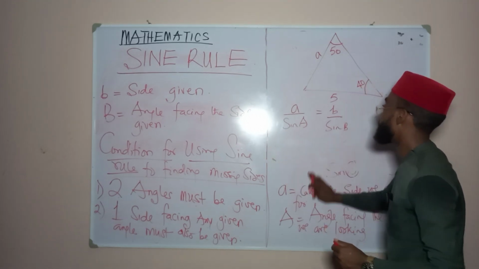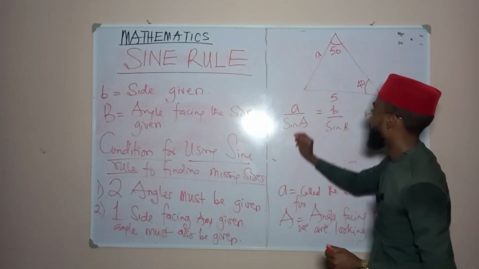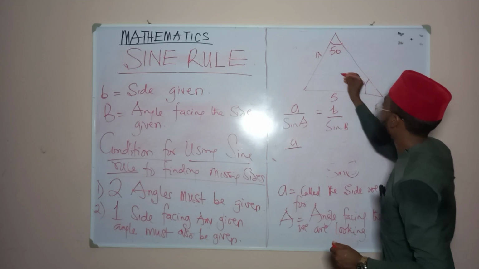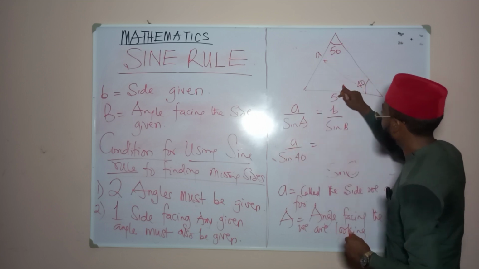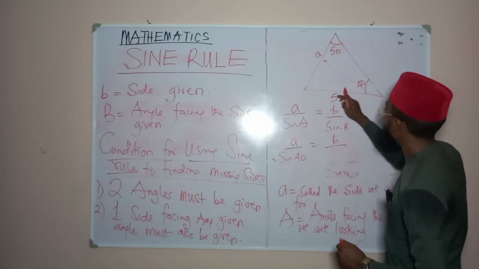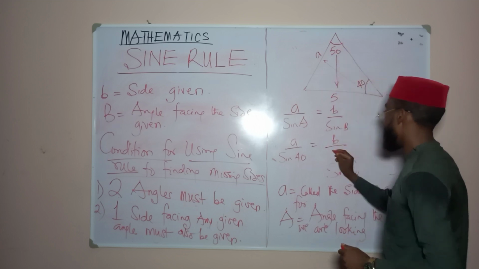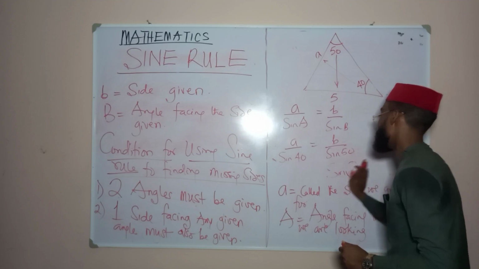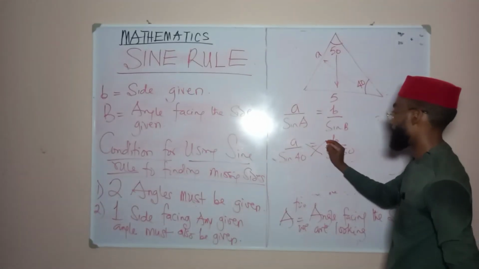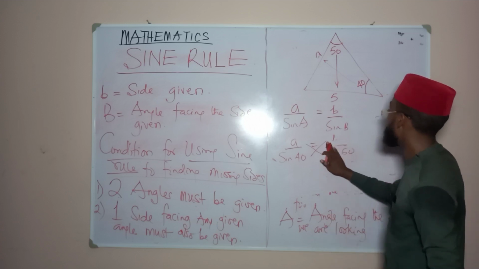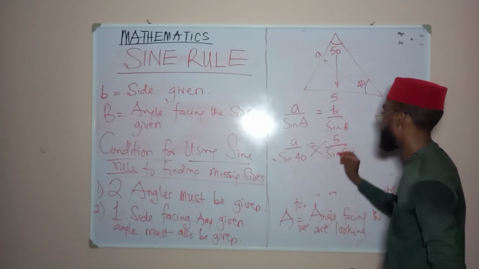So we are going to have that your a here, you write it, that's what you're looking for. The angle facing your a is going to be sine 40, given. The b is the other side given, over its angle facing that side, which is sine 50. Whenever we have two single fractions on both sides of an equation, we are expected to cross multiply. Remember that the b was given to be 5, so we have to replace it with 5.